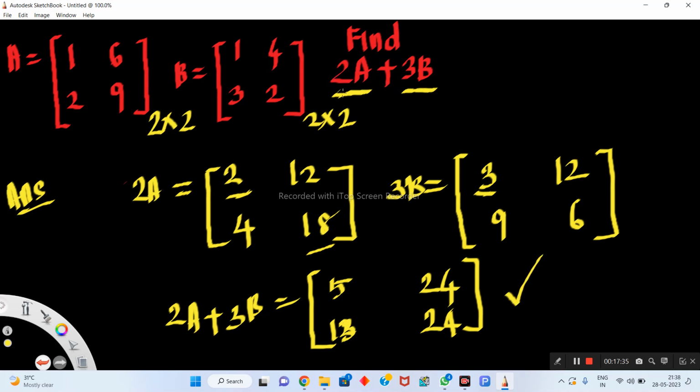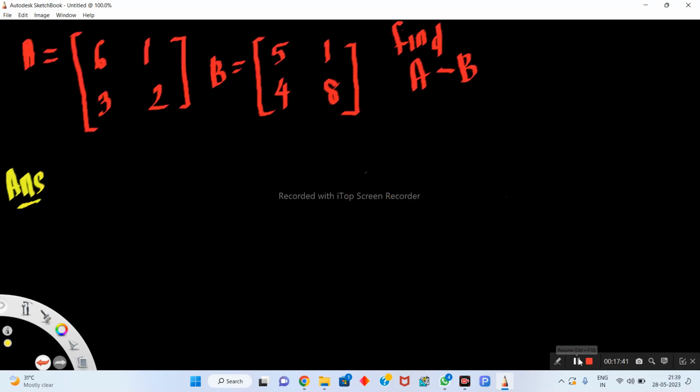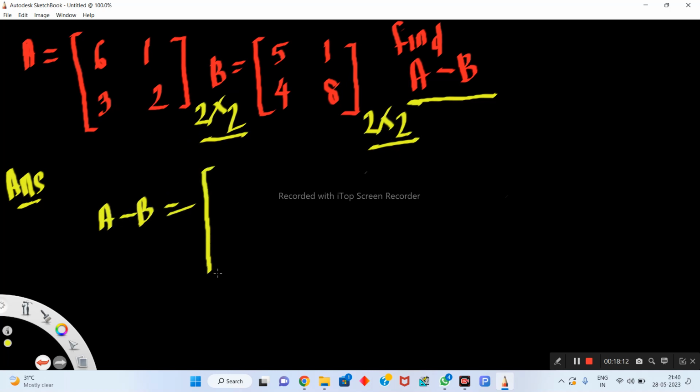Here he is asking us to multiply 2 with A and to multiply 3 with B. Now let us solve one example for difference of matrix. If this is A matrix and this is B matrix, he is asking us to find A minus B. For difference of matrix, the rule is the same. We need to have the order of A and the order of B same. The order of A is 2 by 2 as we are having 2 rows and 2 columns. Order of B is also 2 by 2. The order of this and this is same, so we can subtract these matrices. So we need to find A minus B. Same conditions will be applied for A minus B also.